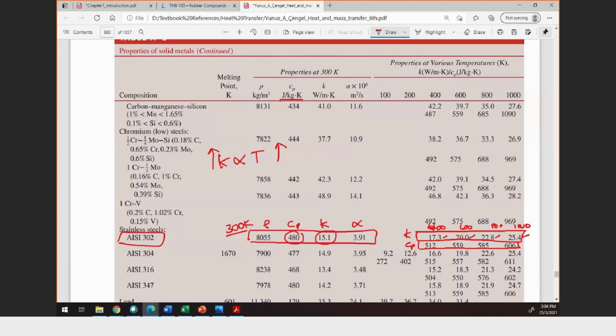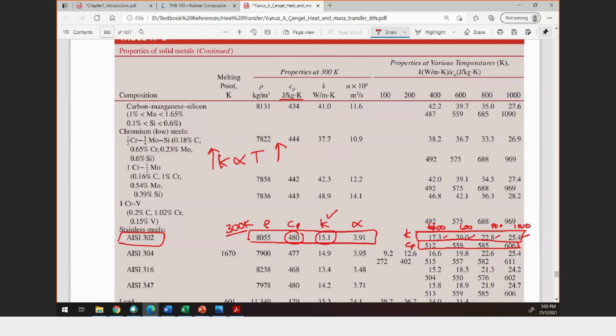Because this value is very important in order to calculate the thermal diffusivity. We will learn about Cp in more detail when we deal with heat transfer by convection. In fact, in transient heat transfer by conduction, we also use Cp. So all this information we will use from time to time depending on the problem. Currently, we only use K.